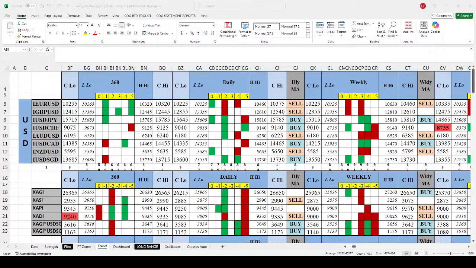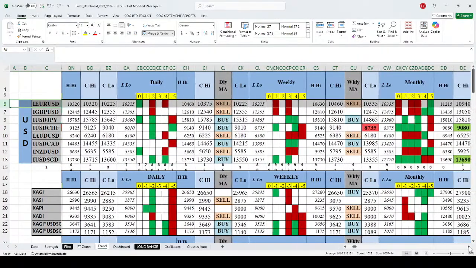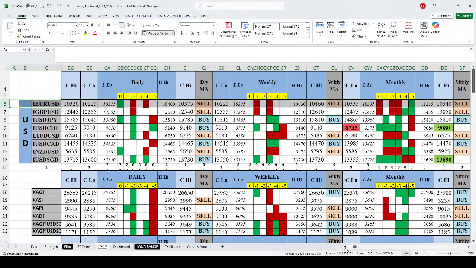Let's start off with euro dollar. On the 6 hours, the euro dollar is seeing congestion with an upside bias, because the previous bar is green, so it's an upside bias. The daily is trading above the previous day high, which means this market has got strength and it may move higher. Weekly is flat and monthly is down, so we are getting mixed signals on this.